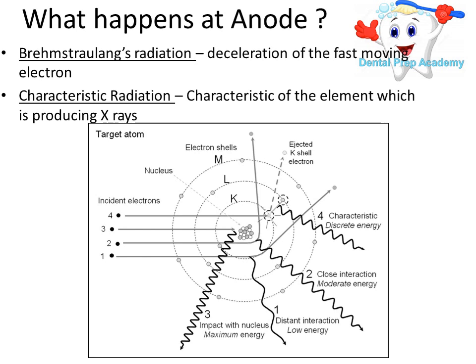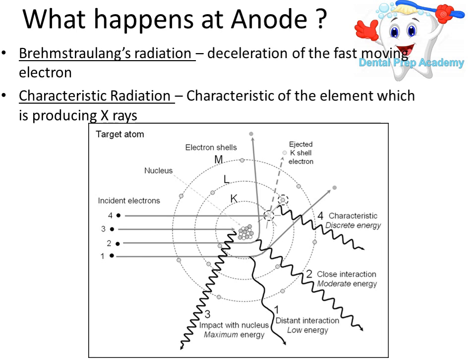Now, what happens at the anode? When the electrons from the cathode strike the anode, there is deceleration of the fast moving electron, which results in Bremsstrahlung radiation. The electron decelerates due to its attraction towards the positively charged nuclei.